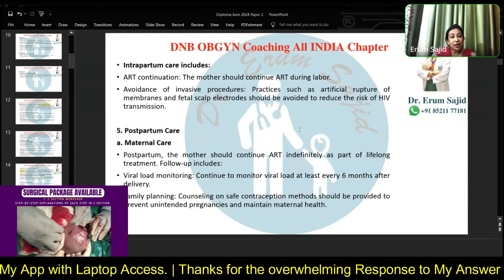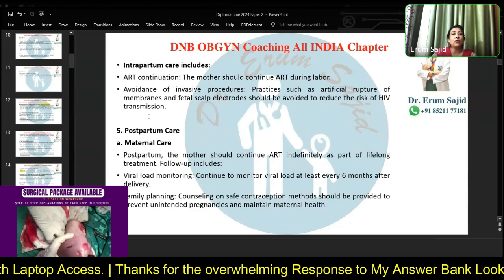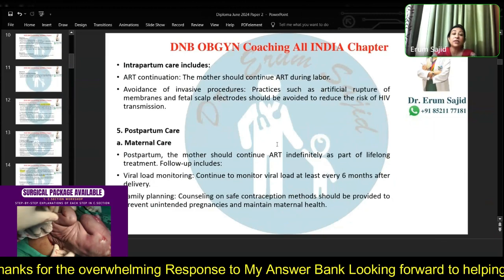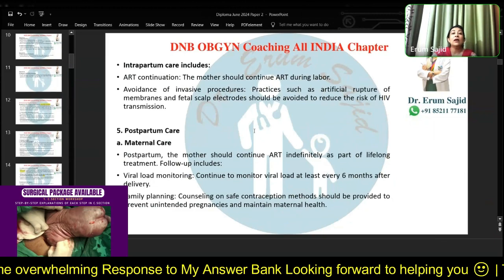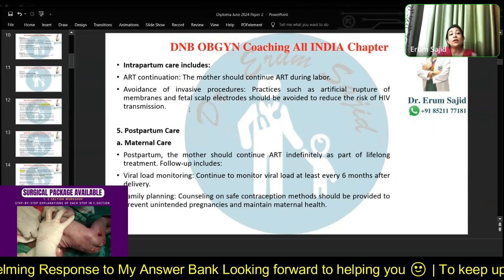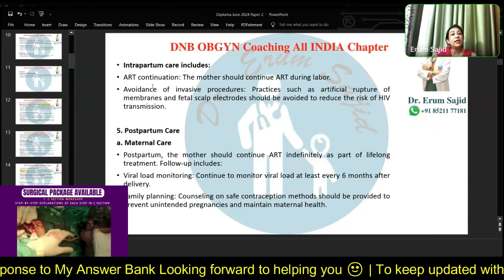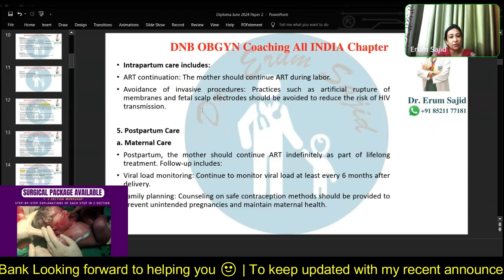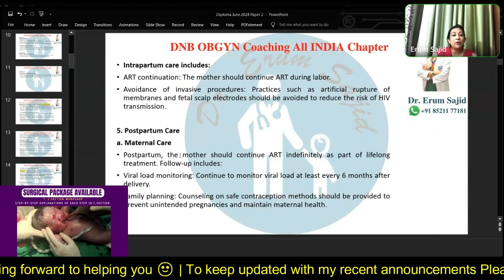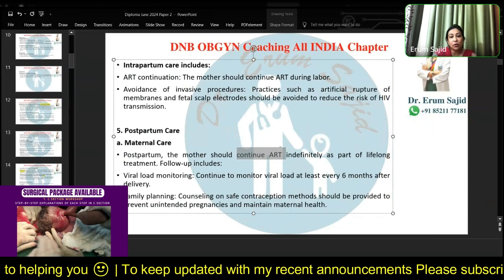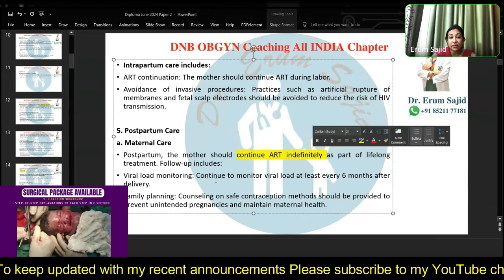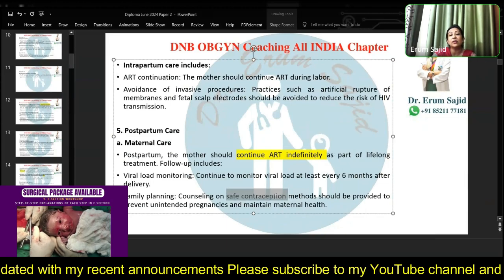Now, intrapartum care, you have to continue ART. You have to avoid any invasive procedure. That is also true antenatally as well. So intrapartum, avoidance of any invasive procedures and ART continuation, and strict fetal heart rate monitoring along with vitals monitoring. Postpartum care, of course, you have to continue ART indefinitely as a part of lifelong treatment, viral load monitoring there as well, and counseling for safe contraception methods.